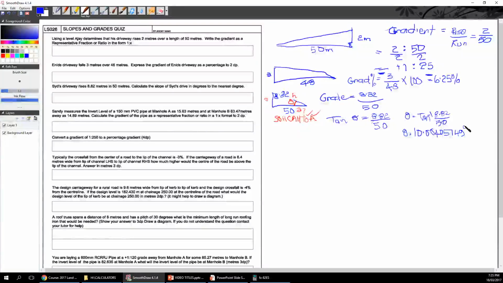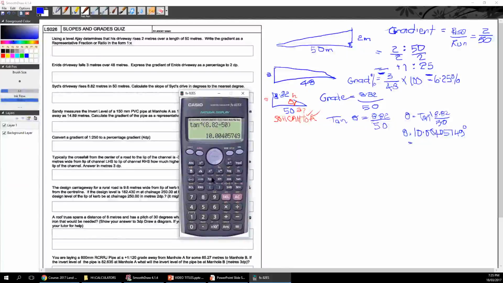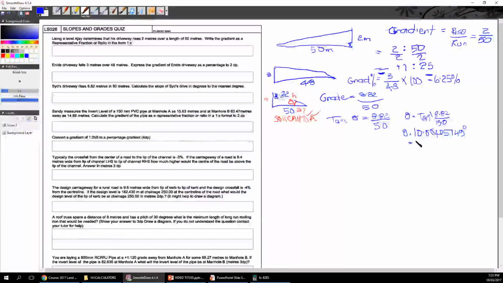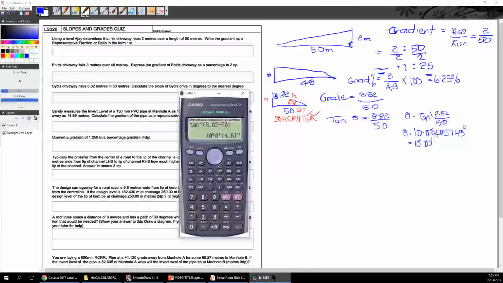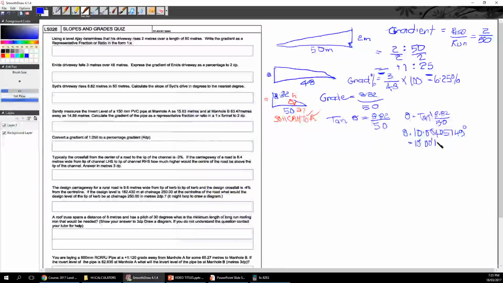That's degrees. Now, if we want to make that into degrees and decimals, we've just got to hit this little degrees, minutes, and seconds button, and that tells us that that's 10 degrees, 0 minutes, and 15 seconds.